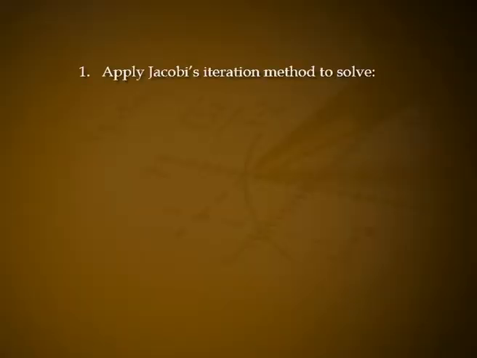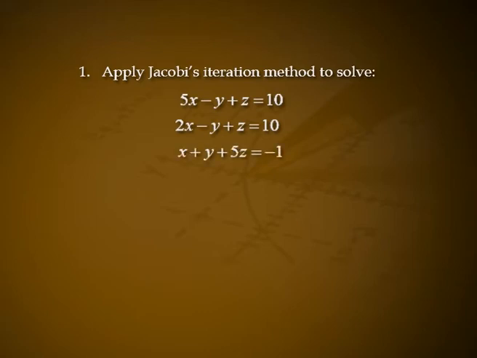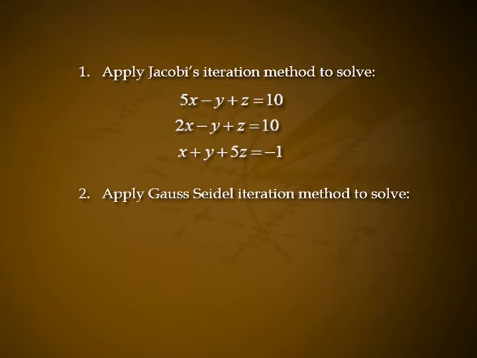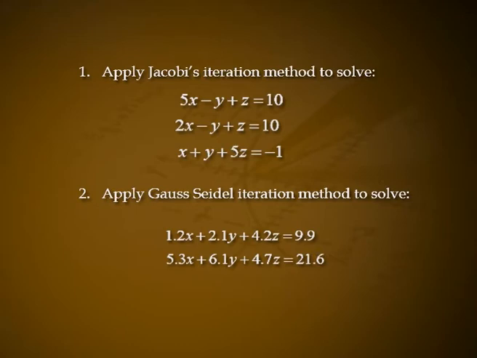Before moving to the next session, try to answer the following questions. Question 1. Apply Jacobi's iteration method to solve 5x minus y plus z equal to 10, 2x minus y plus z equal to 10, and x plus y plus 5z equal to minus 1. Number 2. Apply Gauss-Seidel iteration method to solve 1.2x plus 2.1y plus 4.2z equal to 9.9, 5.3x plus 6.1y plus 4.7z equal to 21.6, 9.2x plus 8.3y plus z equal to 15.2.